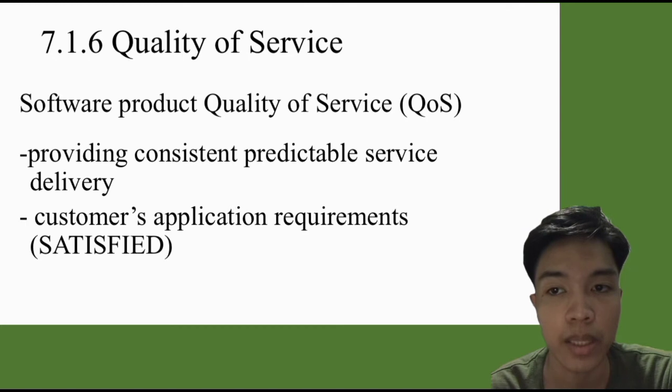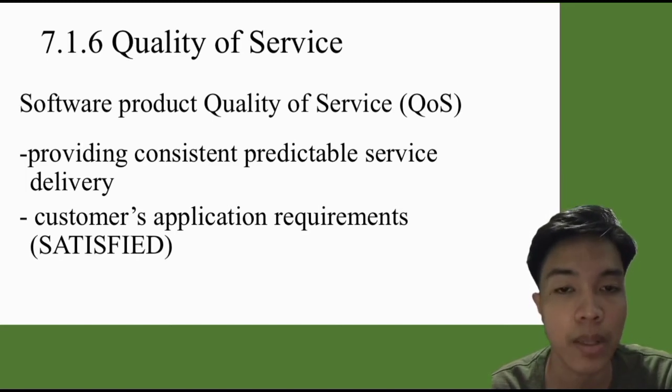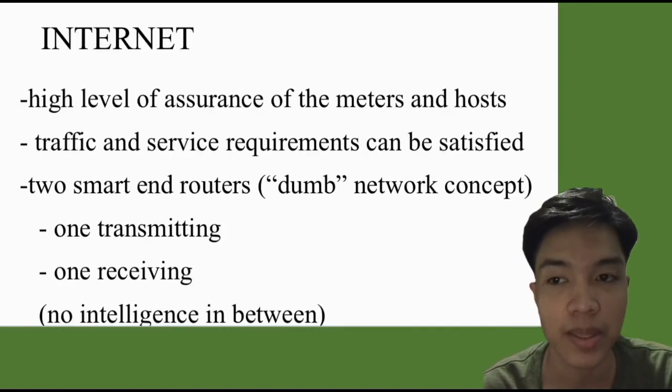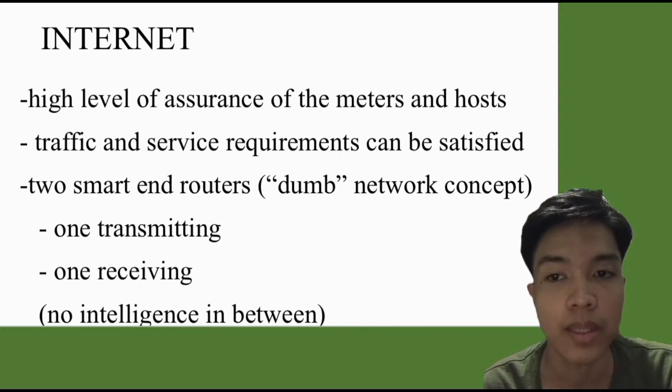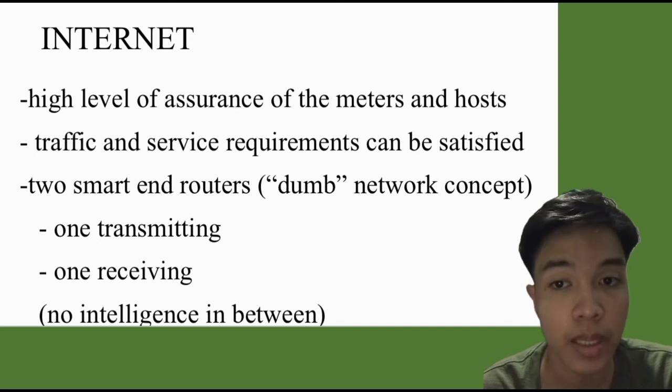Quality of service on the internet, for example, means that network elements such as emitters and hosts demand a high level of assurance that their traffic and service requirements will be satisfied. The internet's operations and architecture are built on the dumb network idea, which at its most basic level consists of two smart end routers, one transmitting and one receiving, with no intelligence in between. This requirement and expectation are essential.